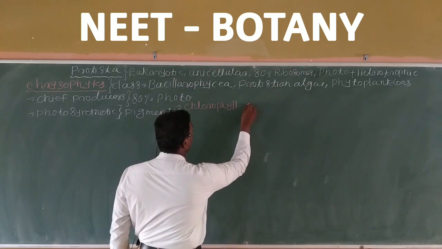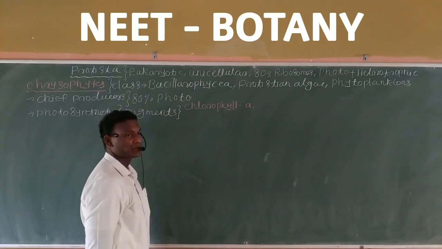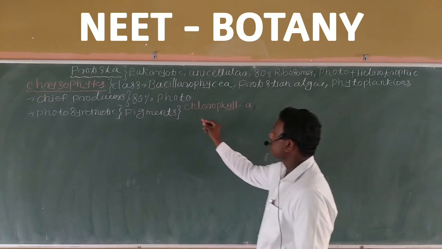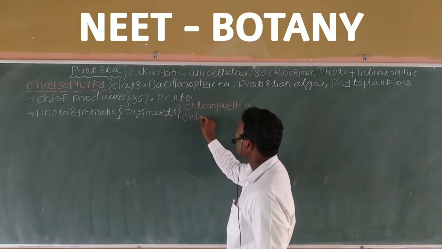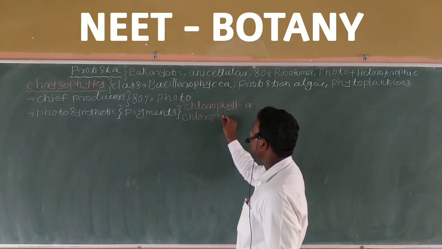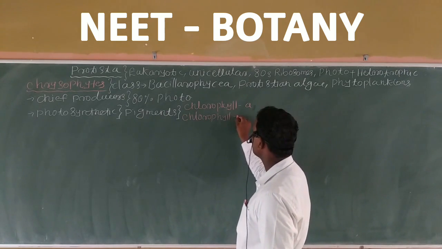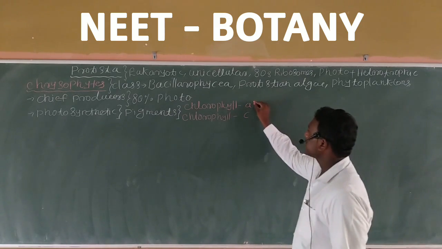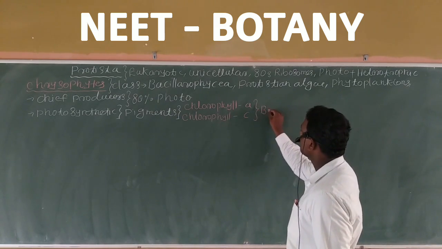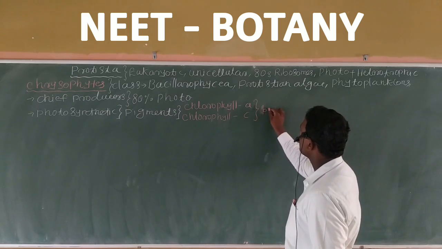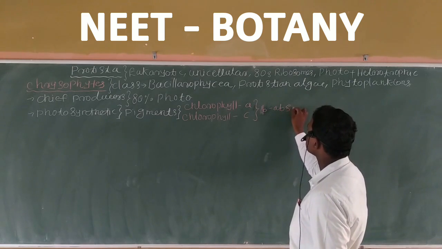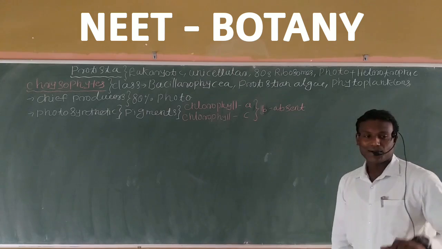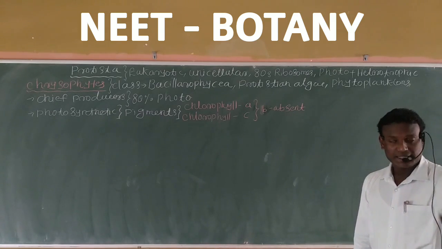One is chlorophyll A, which is present. One more pigment you have to note is chlorophyll C, which is present. But what will be absent? Chlorophyll B will be absent. Chlorophyll A and C are present; chlorophyll B will be absent.